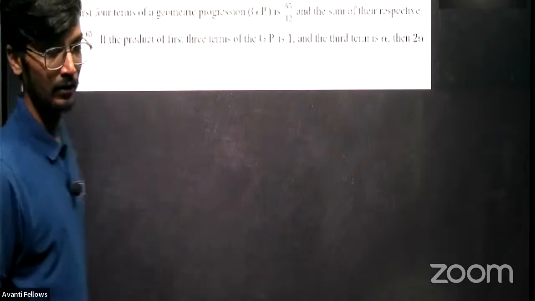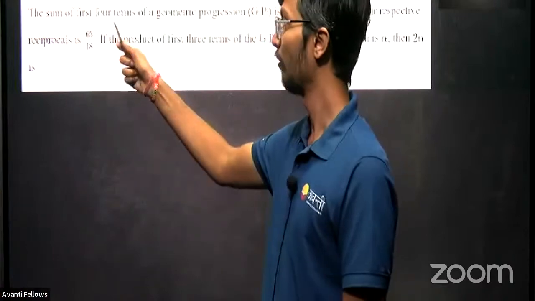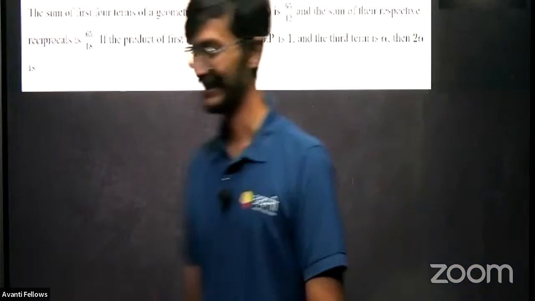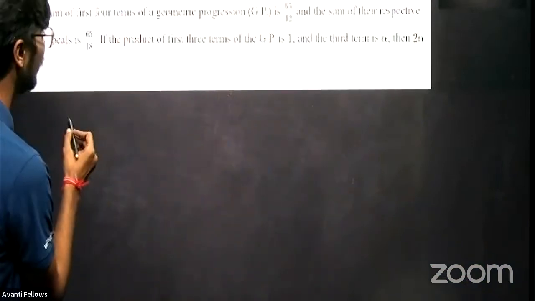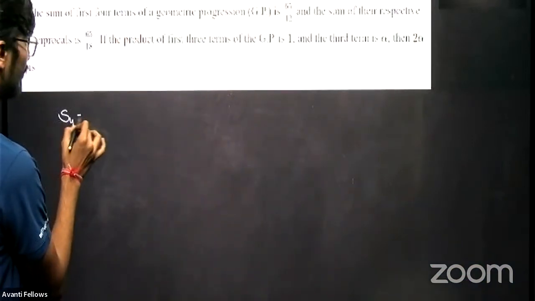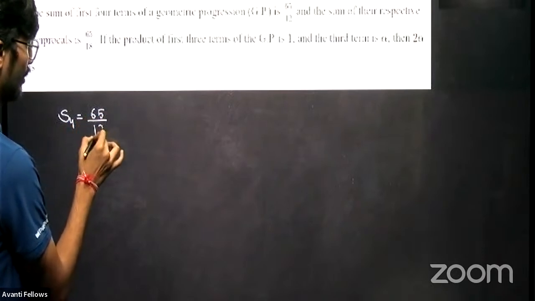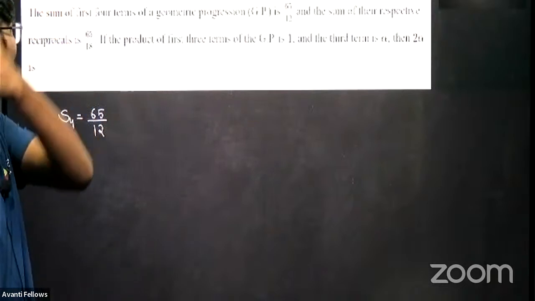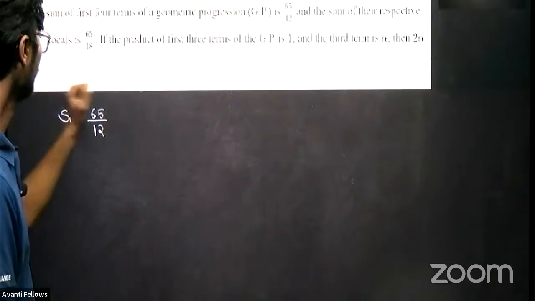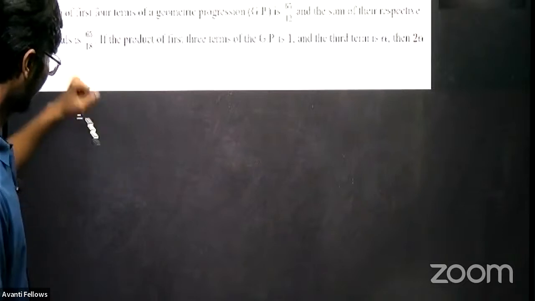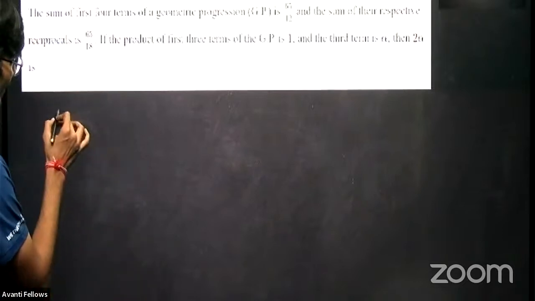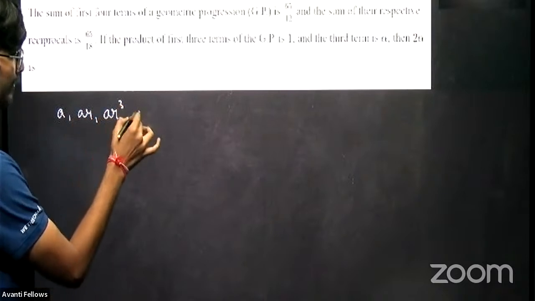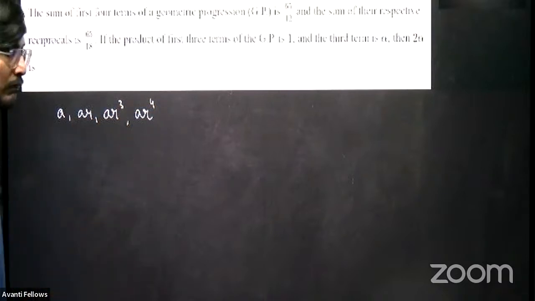So I'll read the question. Don't worry. The sum of the first 4 terms of a geometric progression is 65/12. Let me write the given information. Sum of first four is 65/12. And the sum of their respective reciprocals is 65/18. So first, I guess we need to assume the terms. So let the terms be a, ar, ar², ar³.